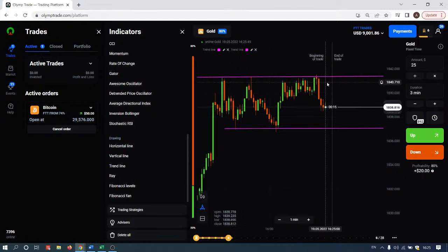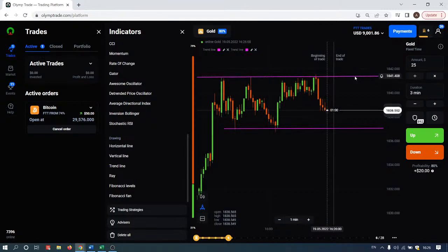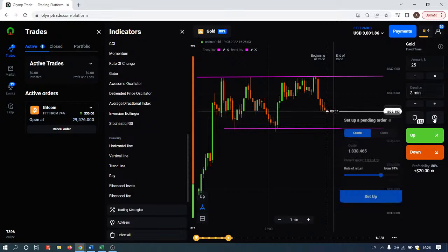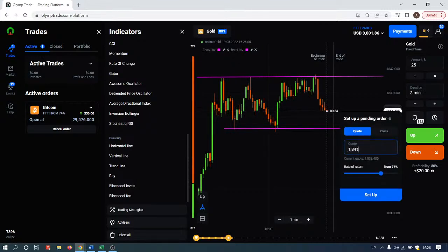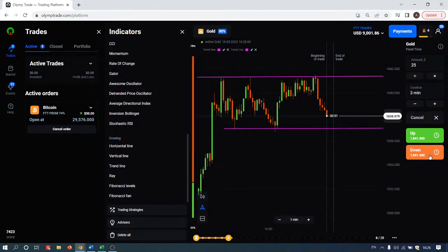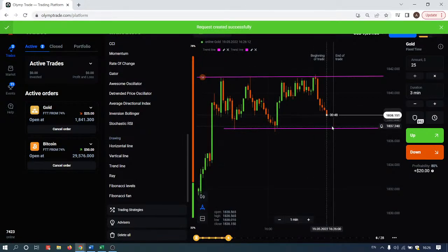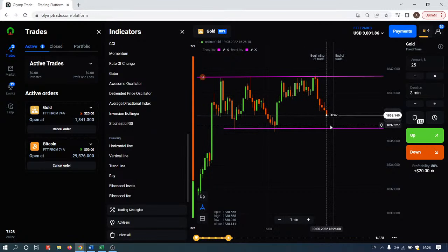Now, guys, yeah. What's interesting is that we can place a pending order here on gold. So we just need to remember the price. So the price is 1,841.3. And also we can place a pending order here at our lower border. So 1,837.2.